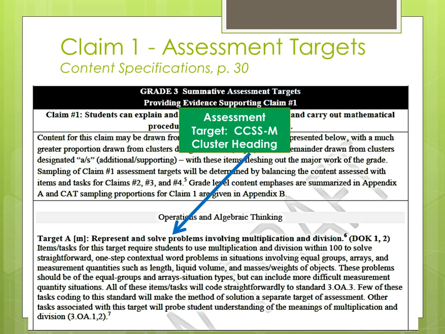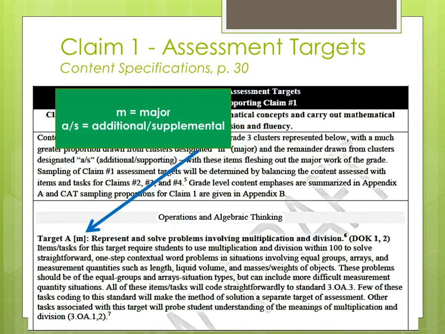While it's target A, the first assessment target under the content category, operations and algebraic thinking, the same thing will occur in the content standards. This will be the first cluster heading under the domain operations and algebraic thinking. And then you will notice that there's either an M or an A/S. M means that this will be a major assessment target. And if you have A/S, it means it will be an additional or supplemental assessment target that will tie in with one of the major assessment targets.